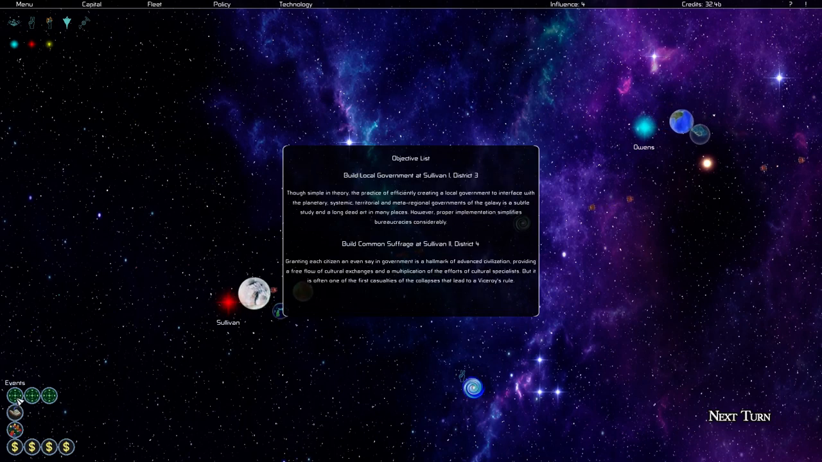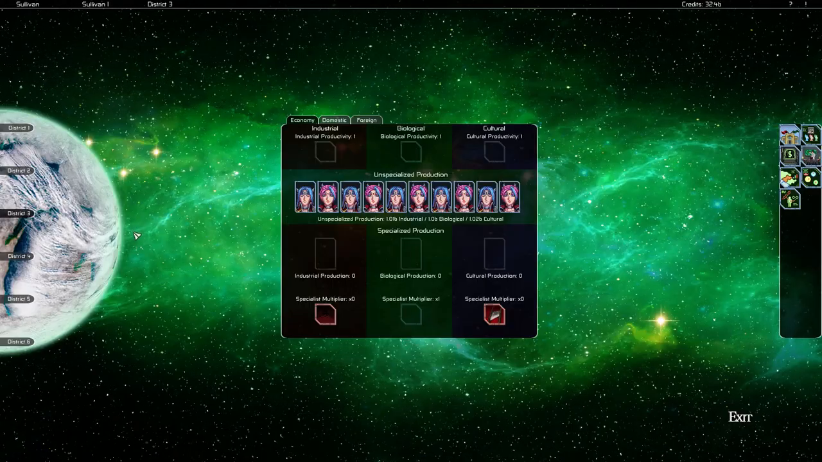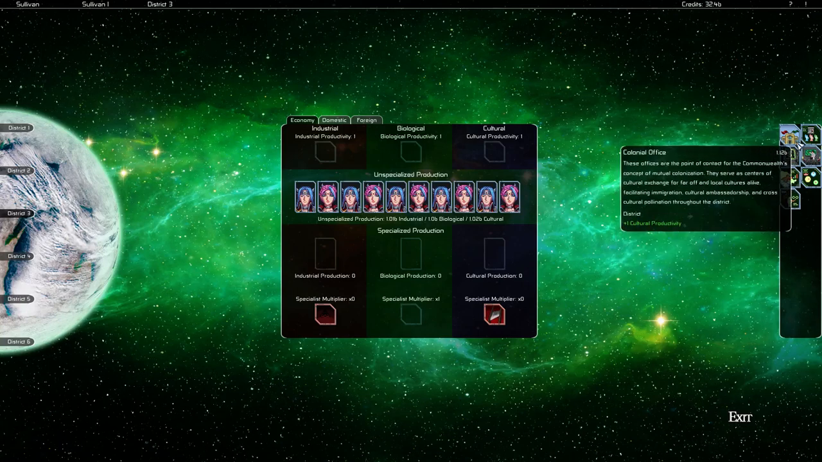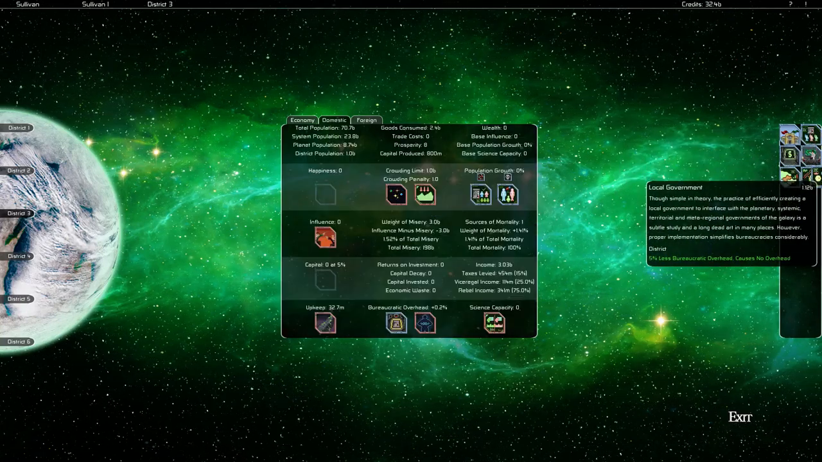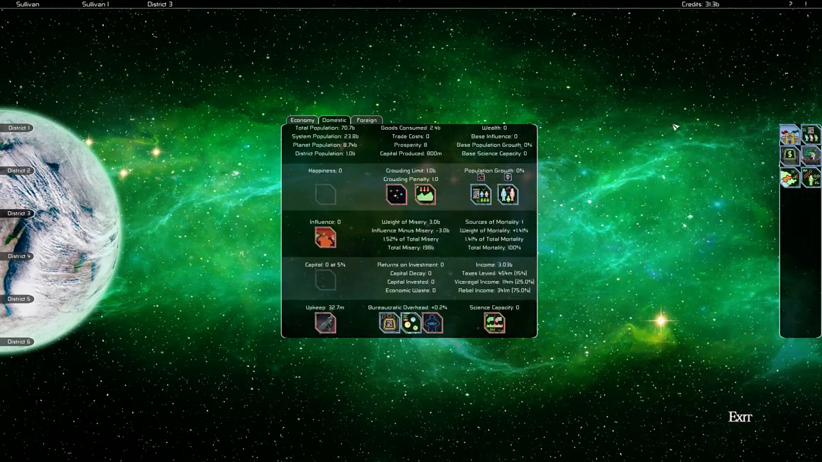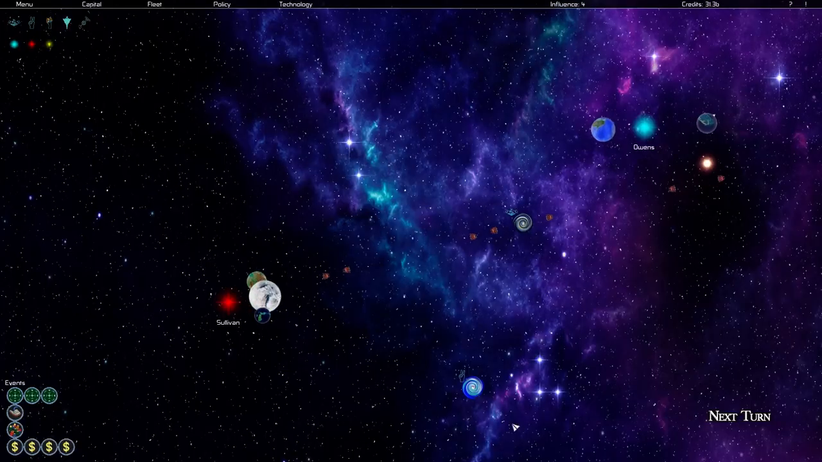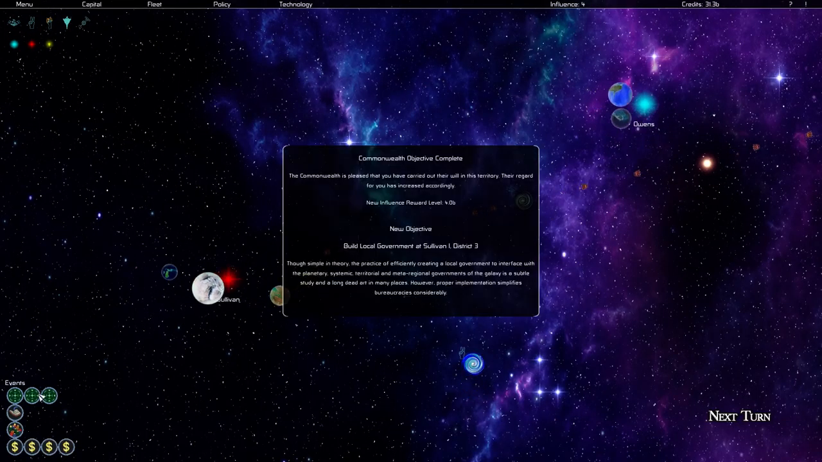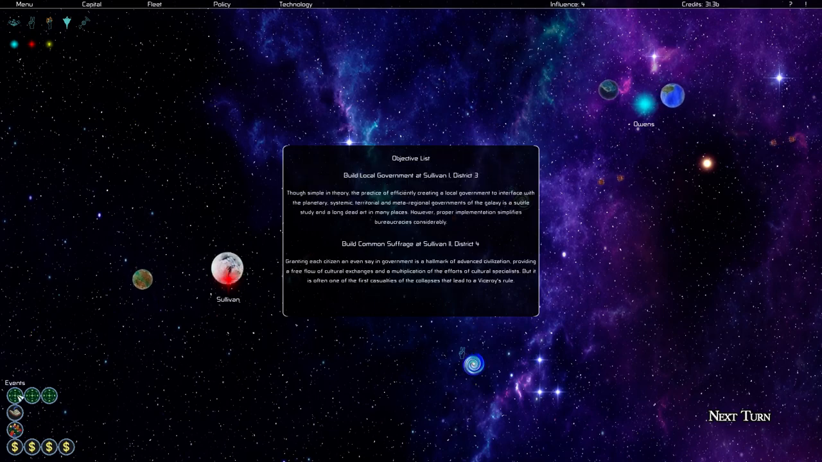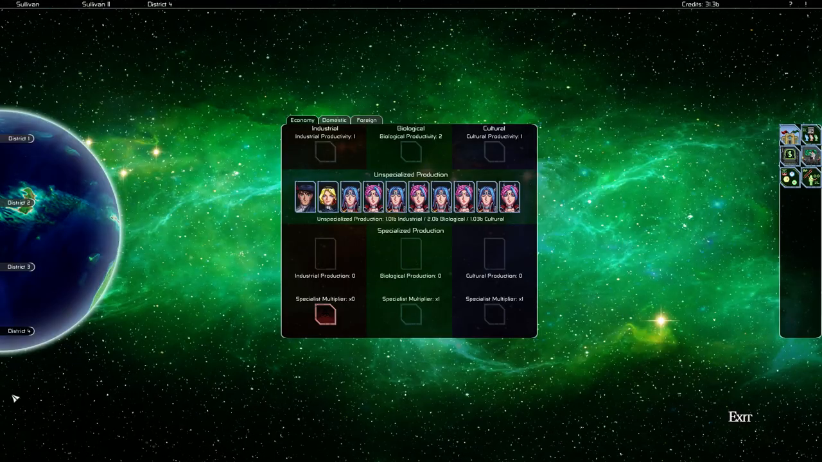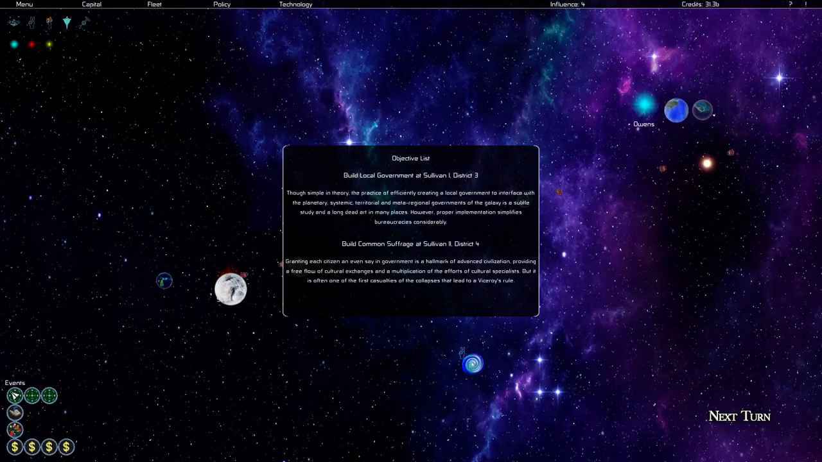Okay, hang on. Build a local government at Sullivan 1, District 3. Local government. There we go. Beautiful, all right. Local government, Sullivan 1, District 3. Didn't I just do that? Wait. I thought I did.